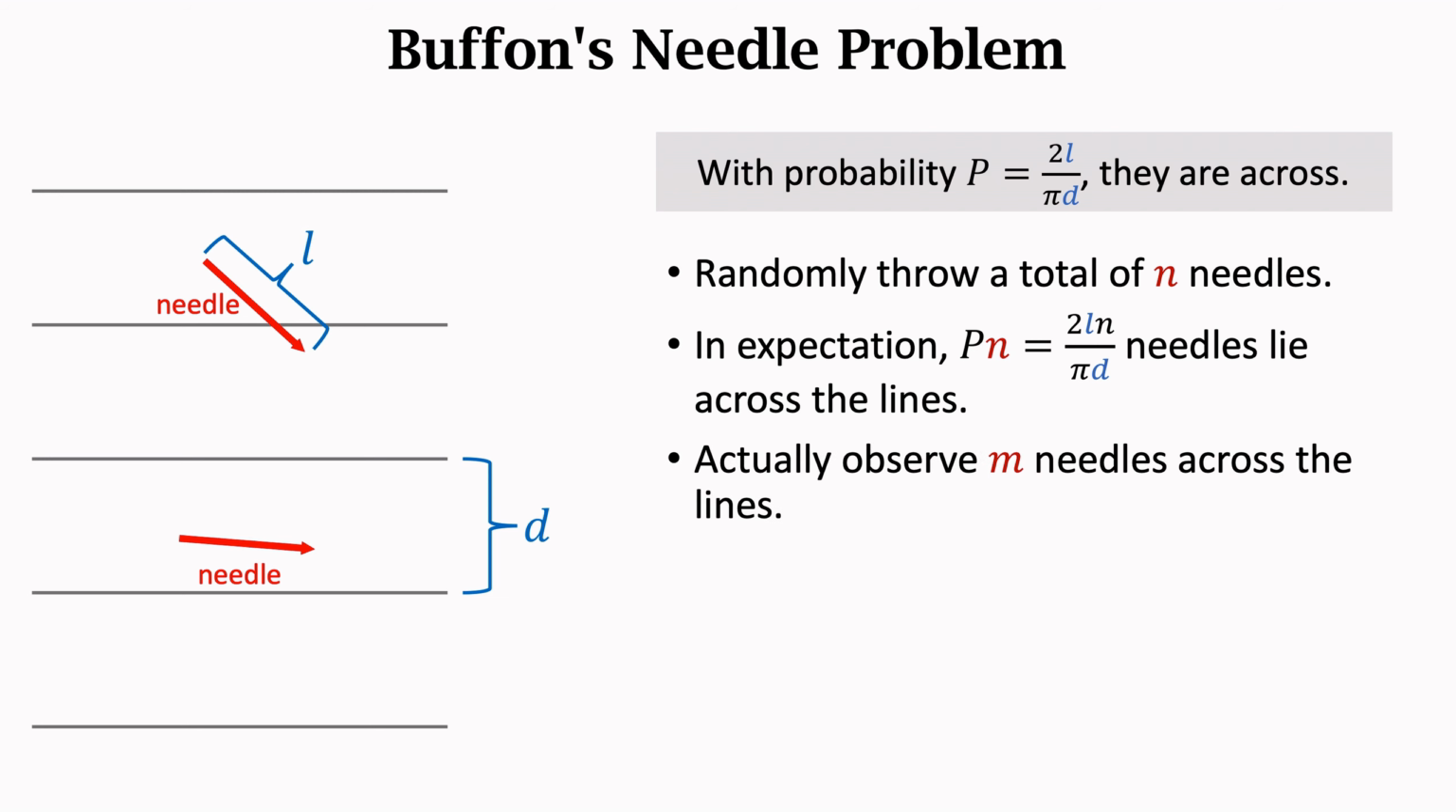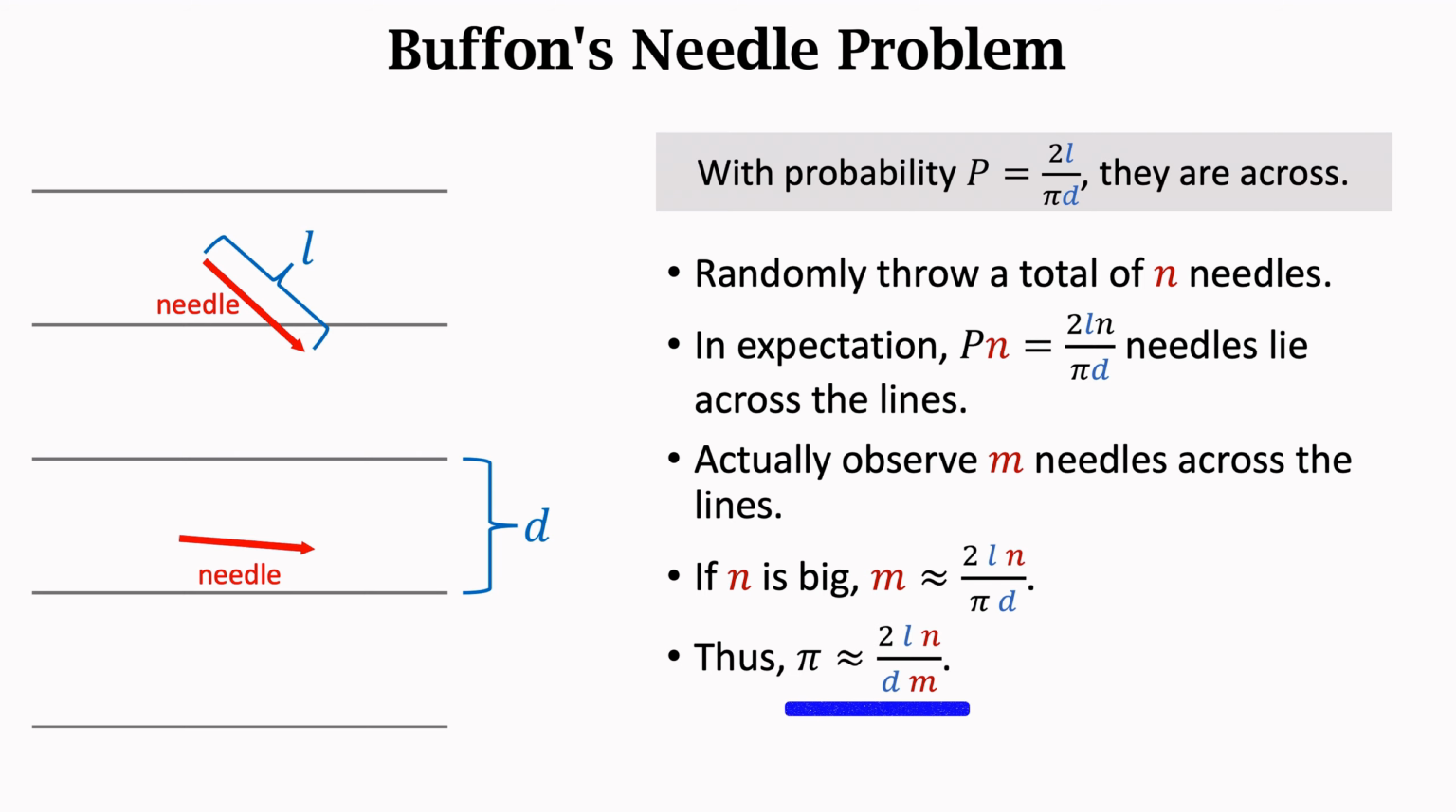Suppose we observe m needles across the lines. If n is big, then the actual observation m should be close to the expectation. The expectation is the right side of the equation. We use this equation for estimating pi. Let's move m to the denominator and pi to the numerator. Then we obtain this equation. Pi is approximately 2Ln over dm. Using m and n, we obtain an estimate of pi.